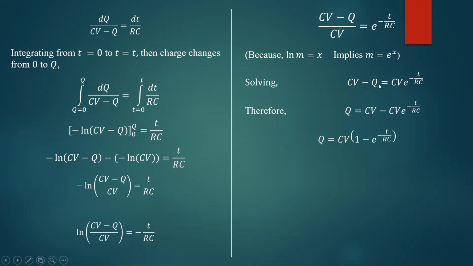And finally, we need an expression for Q. Therefore, Q will be equal to CV minus CV into e to the power minus T by RC. Then in both the terms, CV is a common factor. Take out the CV as a common factor. You will get Q is equal to CV into 1 minus e to the power minus T by RC. Okay. Now, what is this CV?